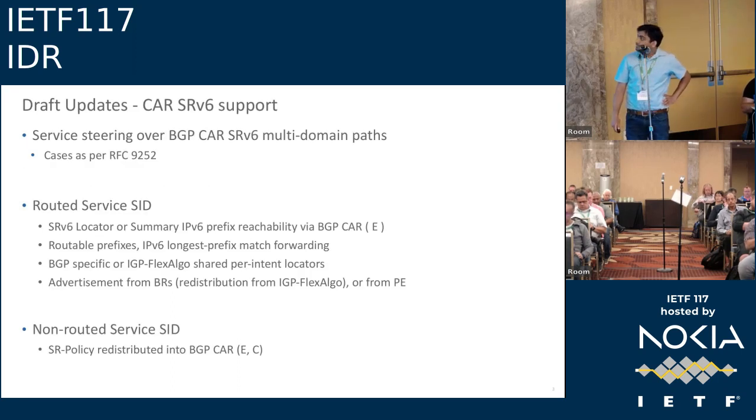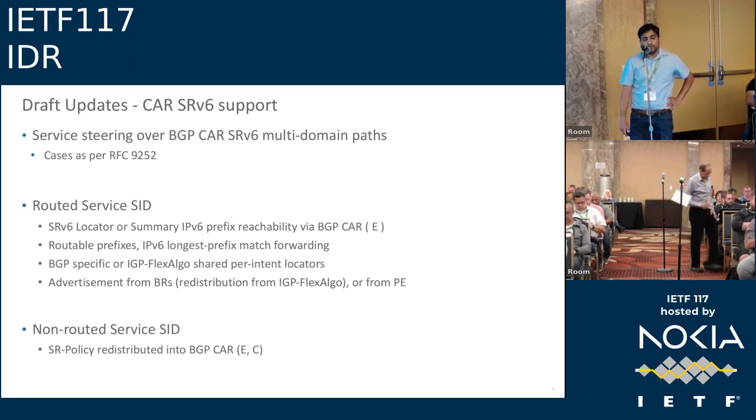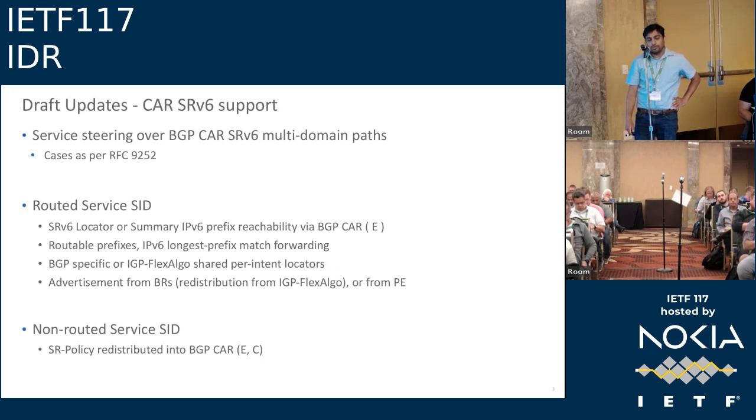This draft has already been updated for MPLS and SR-MPLS, and recently we extended it for SRv6 for steering BGP services over the SRv6 service SID. For the service SID, the services draft says the SID could be routable or non-routable. So as part of the update for routable service SID, we have an SRv6 locator or the summary of those SRv6 PE locators as an IPv6 prefix, which provides reachability via BGP CAR in the multi-domain network.